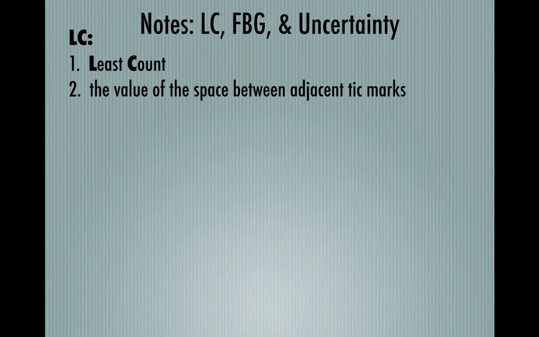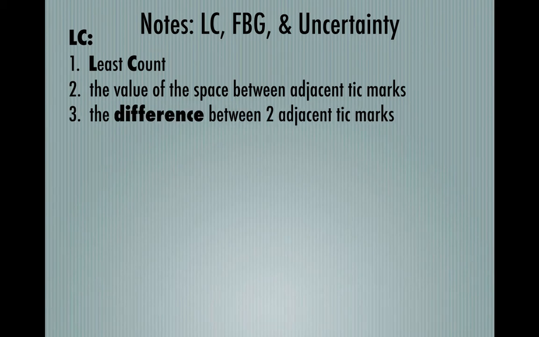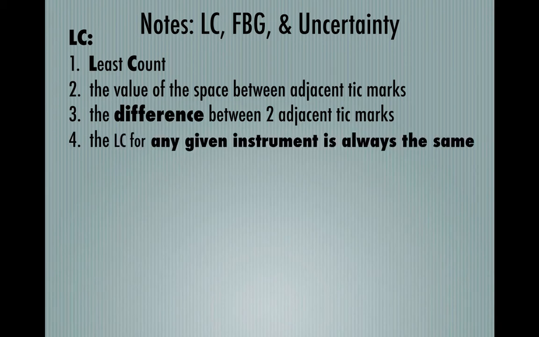You know, if the measurement comes between the two tick marks, it doesn't mean you round up or round down. You have to do something with that space. So in order to calculate, if you need to, the least count, you would take any two adjacent tick marks and you would subtract them. Okay, and I'll do an example in just a second.